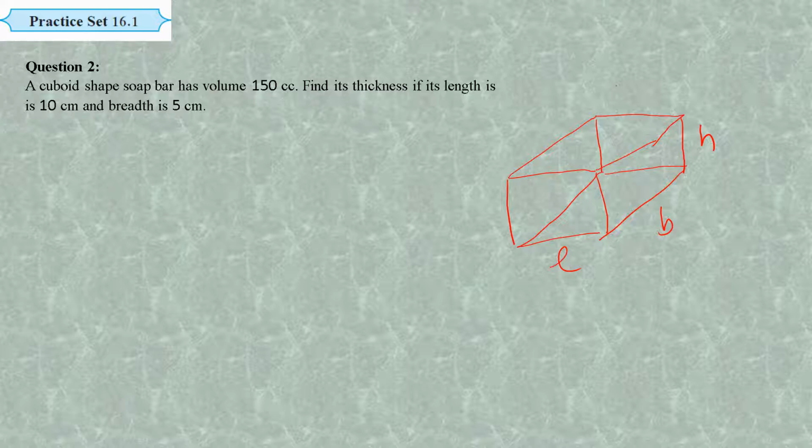So if you see this, I've just drawn a rough figure for a cuboid. This is the length, this is the breadth, and this is the height. The length is given as 10 centimeters and the breadth is given as 5 centimeters. They've asked you to find out the thickness. Now, the thickness of this cuboid will be the same as the height of this cuboid. So in short, we have to find out the height of this cuboid. So let's find out the height by using the solution.